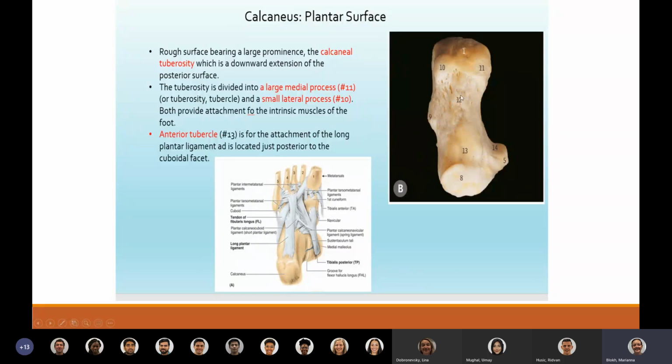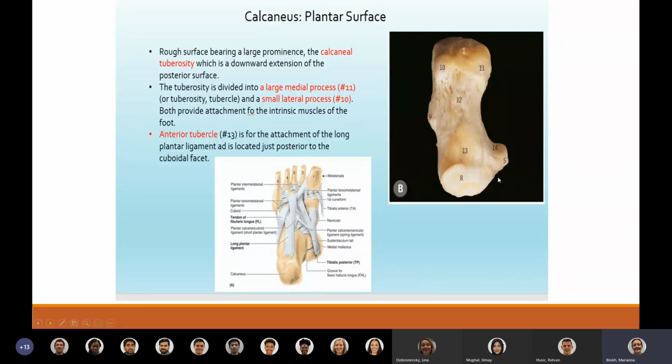and the smaller lateral one. Now, anterior to it, so distal to it, number 13, right over here, is your anterior tubercle, another bump. That's very important because that's the attachment for the long plantar ligament. Okay, and why? Because it's located just past this point of tuberosity. So here's this large anterior tubercle. So you may be asked to identify that as well. Okay, number 14. So look at that. That is your sustentaculum tali. So this is the groove for the FHL.